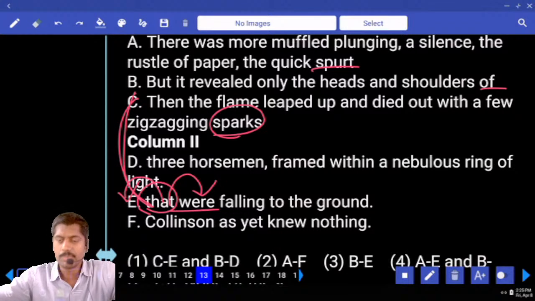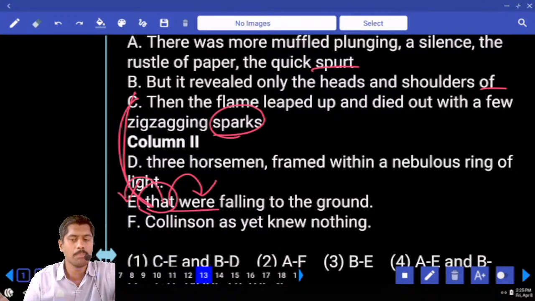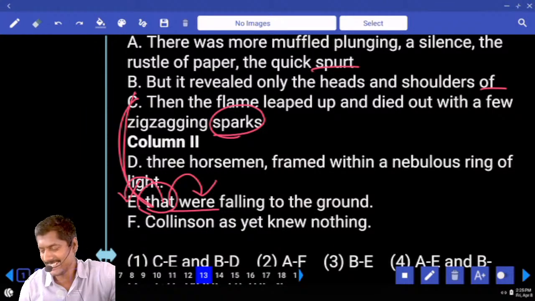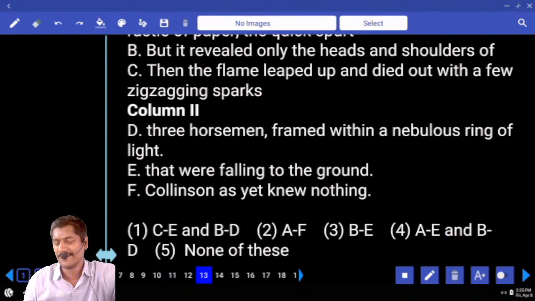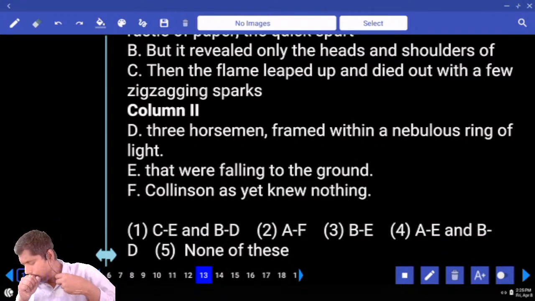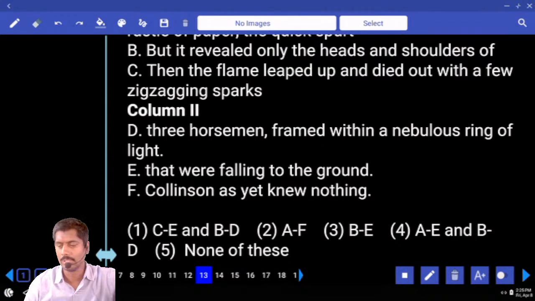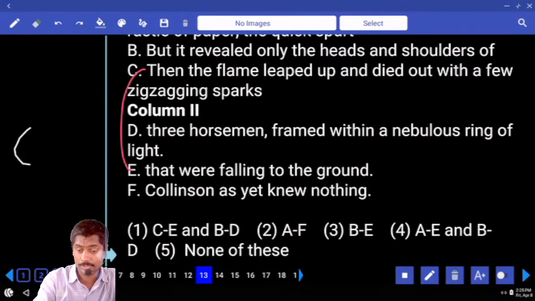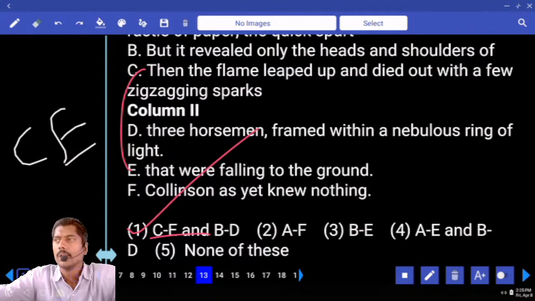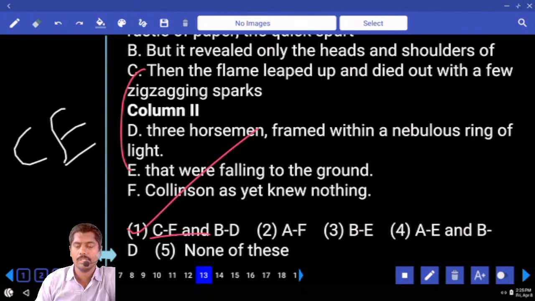Then the flame leaped up. Flame means fire. Flame leaped up, jumped up, died out with a few zigzag sparks that were falling to the ground. How nicely he described. The flame leaped up once, died out with zigzag sparks that were falling to the ground. C is absolutely correct. Check C. Only first option. I would like to confirm it by reading BD. But it revealed only the heads and shoulders of 3 horsemen. Okay. First option.